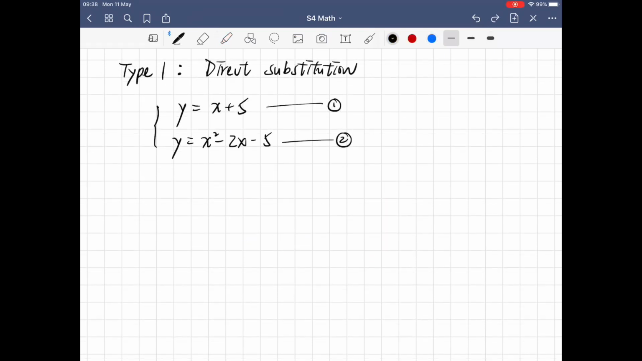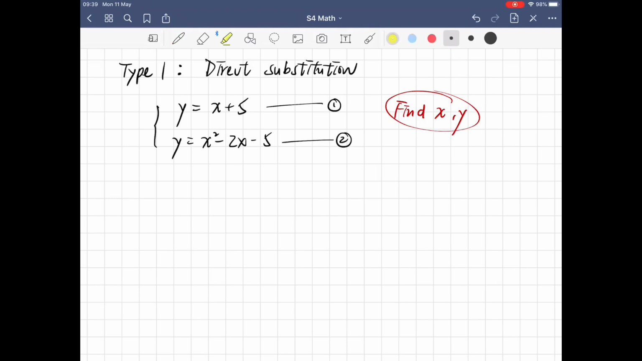And we are going to use the technique of solving quadratic equation again in this section. And besides, in this section, there are 4 question types. And the first one is direct substitution. So as we can see, now there are 2 equations. The first one is y equals to x plus 5. And the second one is y equals to x squared minus 2x minus 5. Okay, so in this question, our target is to find x and y.